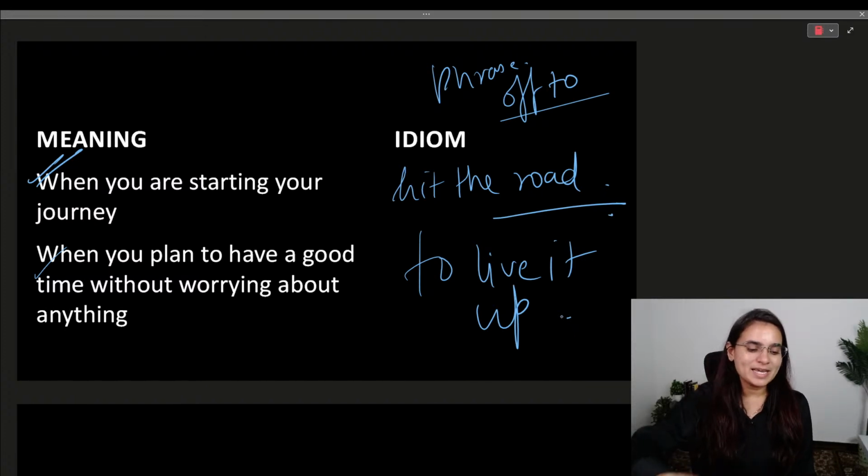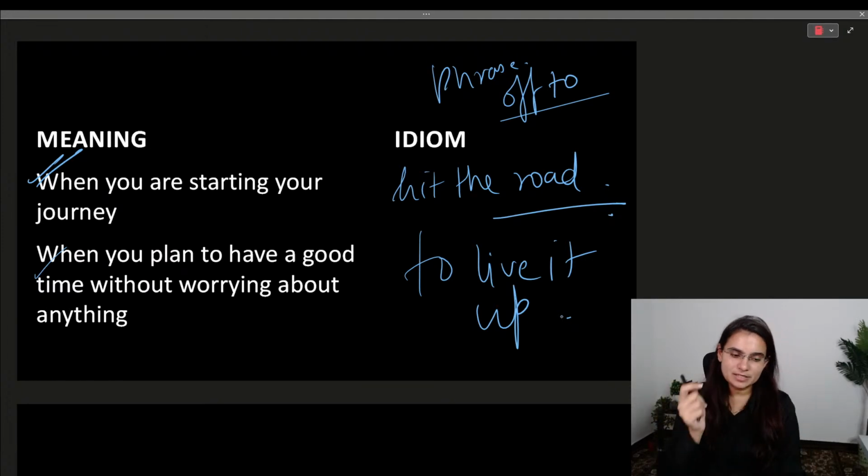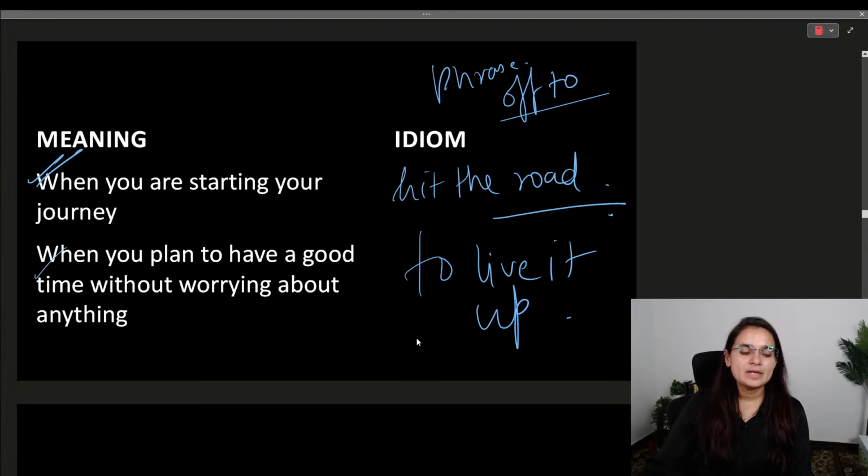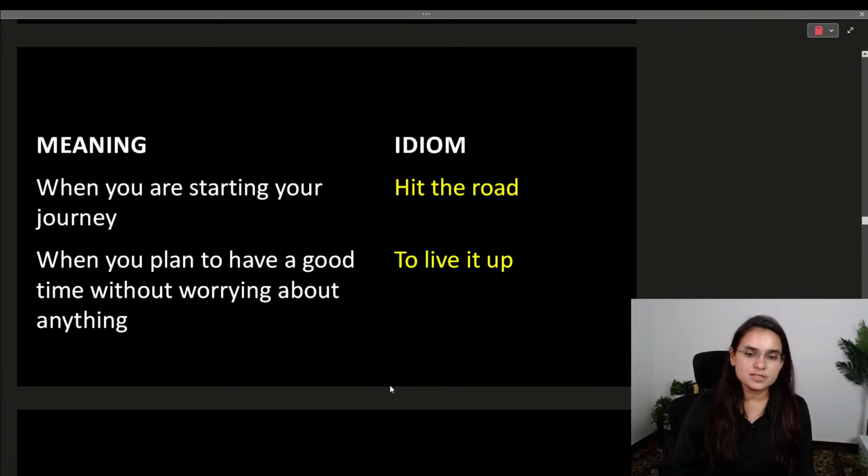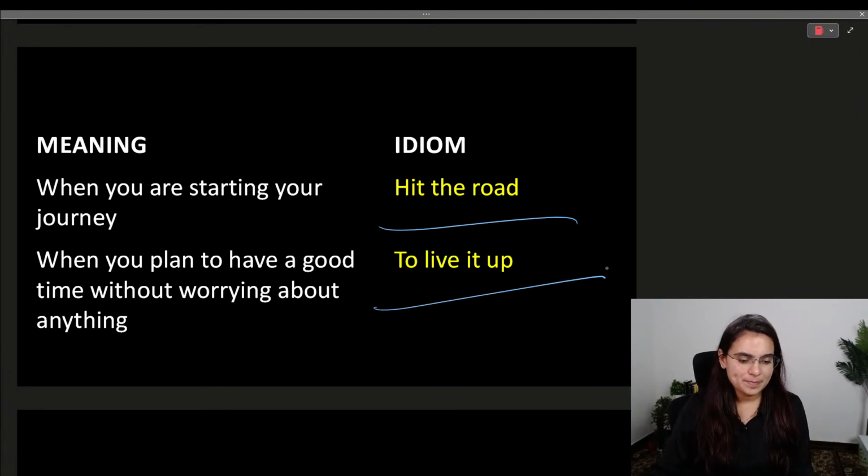"Live out of a suitcase" is a different idiom. Benjamin, I think you are misunderstanding it. It's a different idiom. Okay. Next one, on your screen are the answers: hit the road, to live it up.